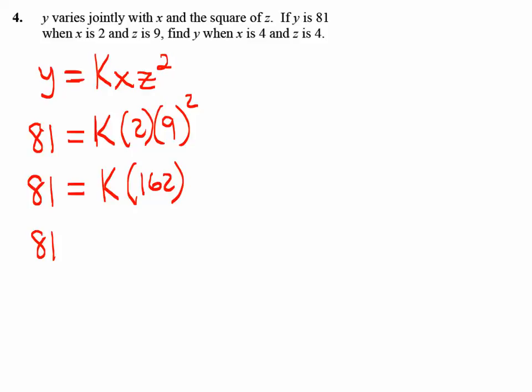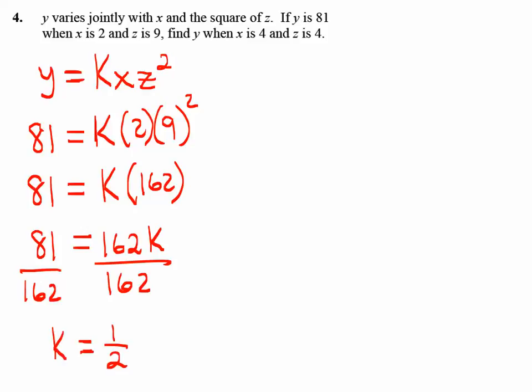Turning that around just so I can see it a little better here. So 81 is equal to 162 times k. Divide both sides by 162. Turns out to be k is equal to 1/2. Is that right? Since 81 is the half of 162.